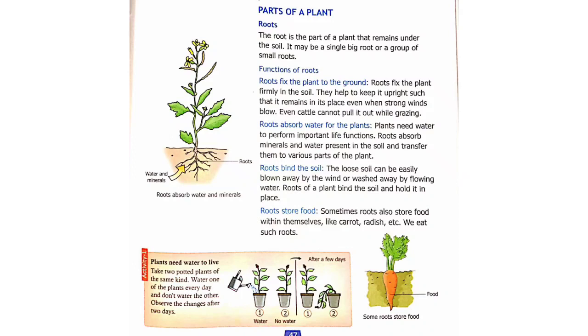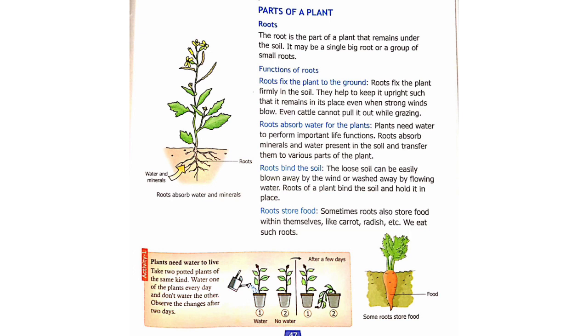Hello student, as we are discussing the topic parts of a plant, a plant is basically divided into two parts, root system and the shoot system. The part of the plant which is present below the ground is known as root system, and the part of the plant which is present above the ground is known as the shoot system. The root system basically consists of root, and the shoot system contains stem, leaves, fruits, flowers, etc.